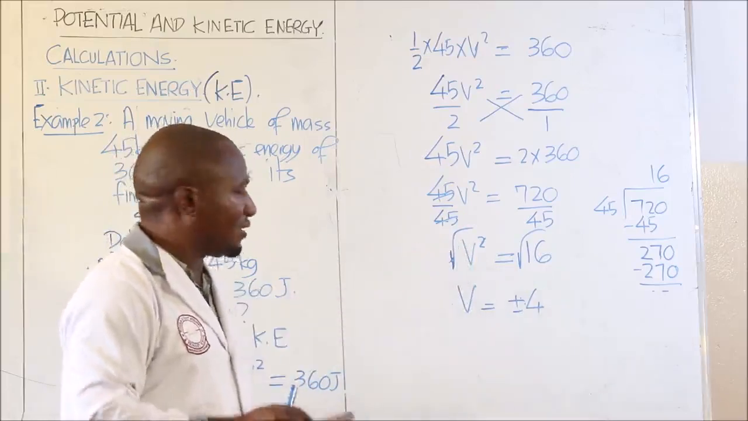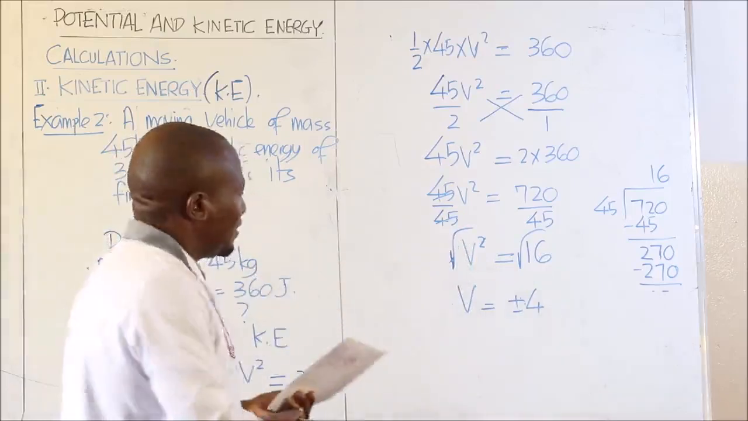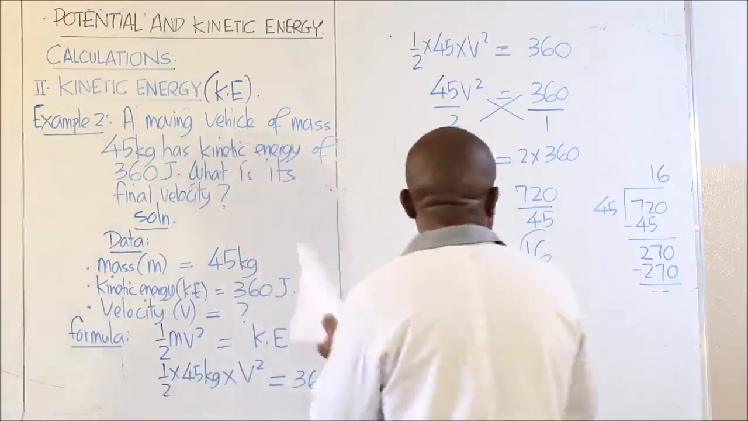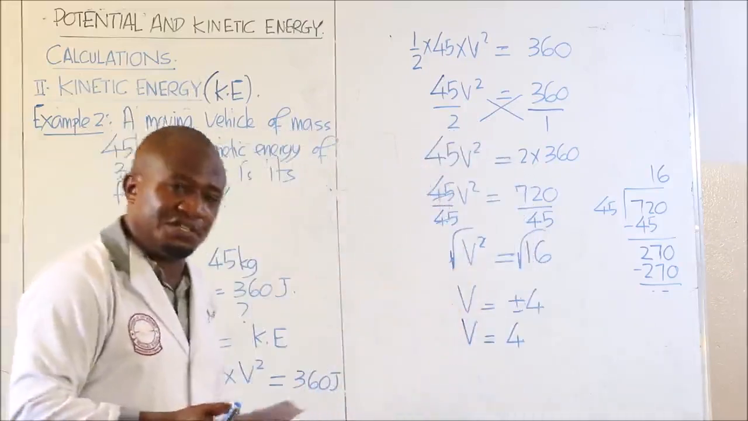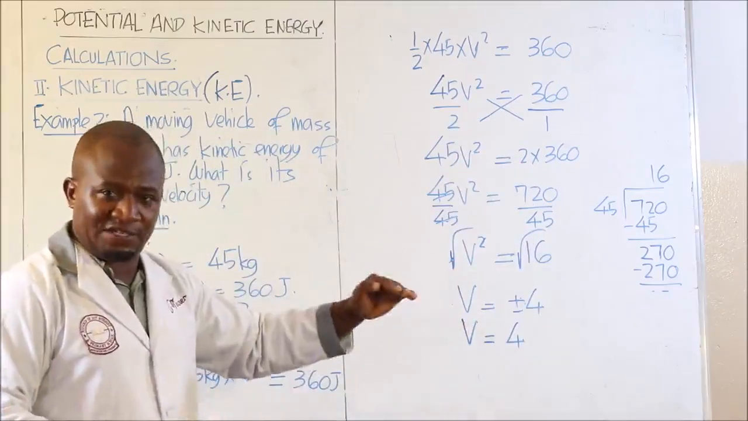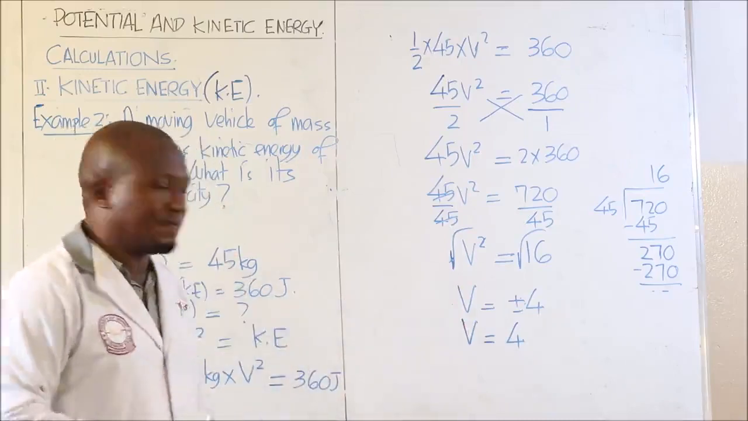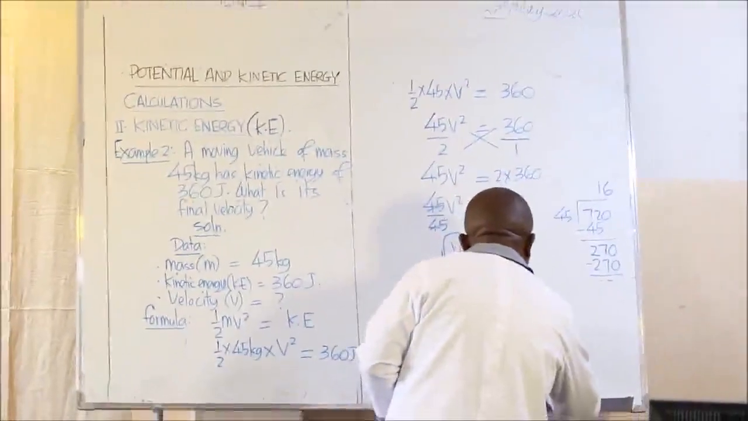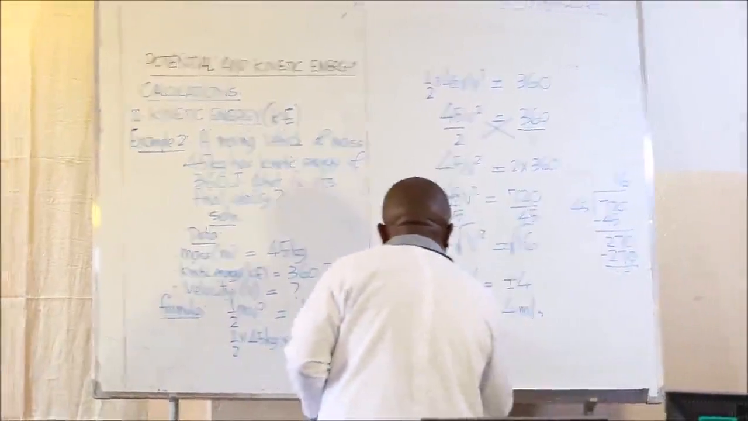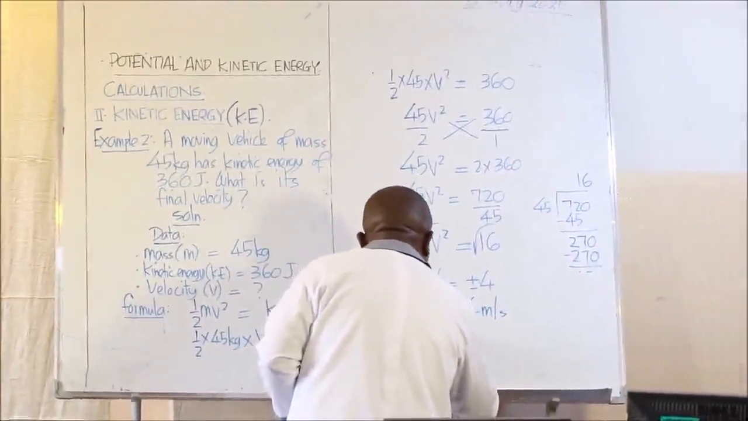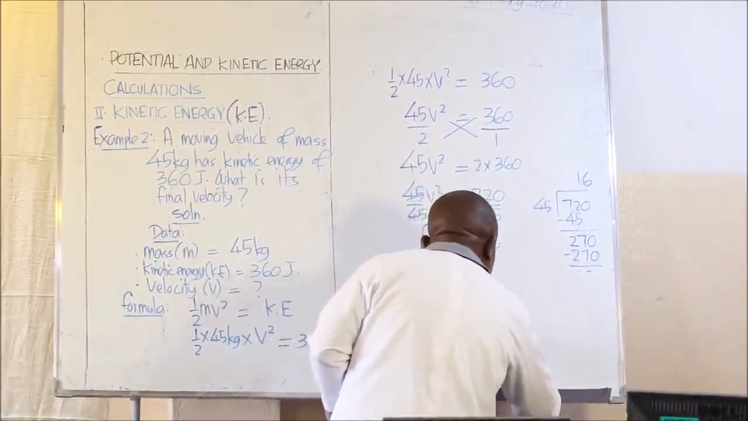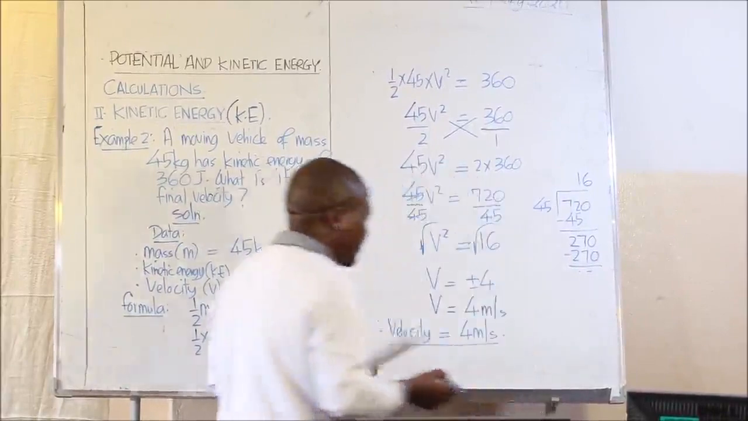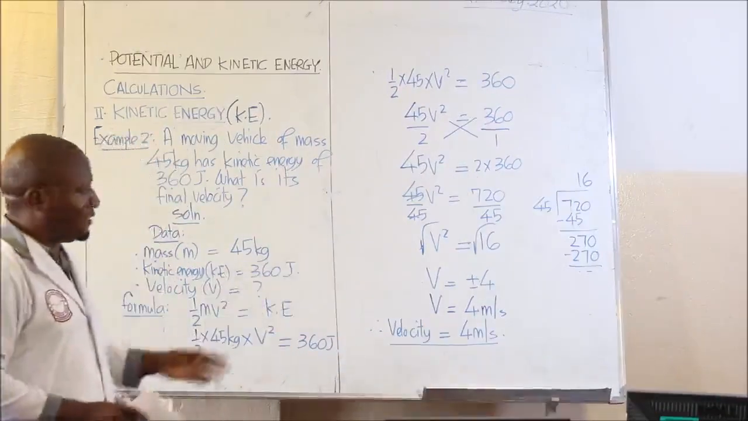But so long as we talk about the speed of a moving body, let us neglect the negative, and we say therefore v equals to 4. But each quantity has its own units, and therefore the SI unit for speed should be meters per second. So you write therefore v equals to 4 meters per second. Therefore, final velocity equals to 4 meters per second. That is the answer. I do believe this is understood.